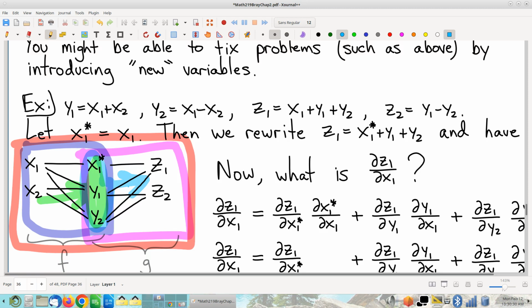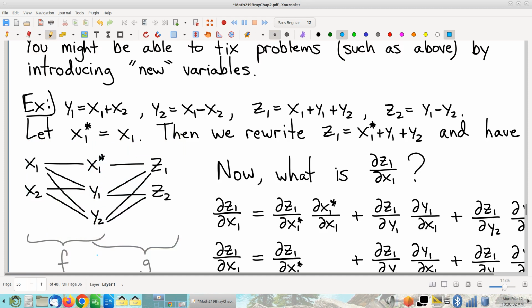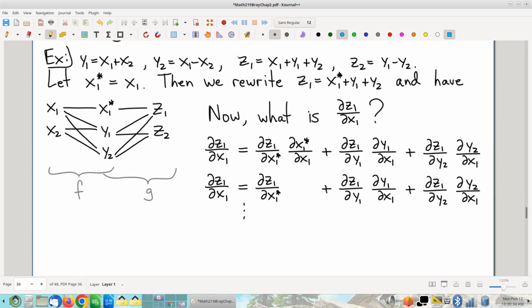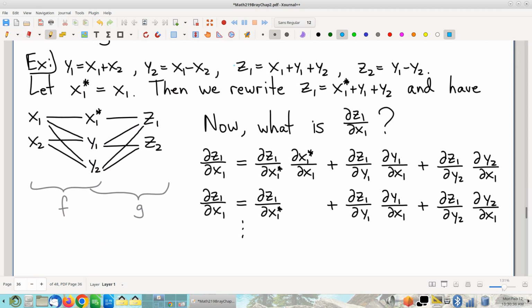And then if you want to compute, for example, as we do in this example here, the partial of z1 with respect to x1, there's z1, there's x1.